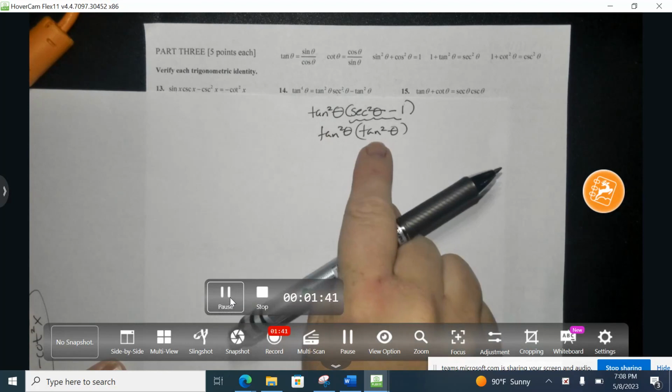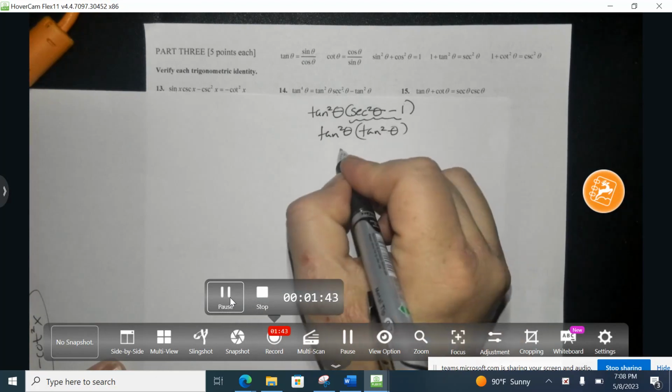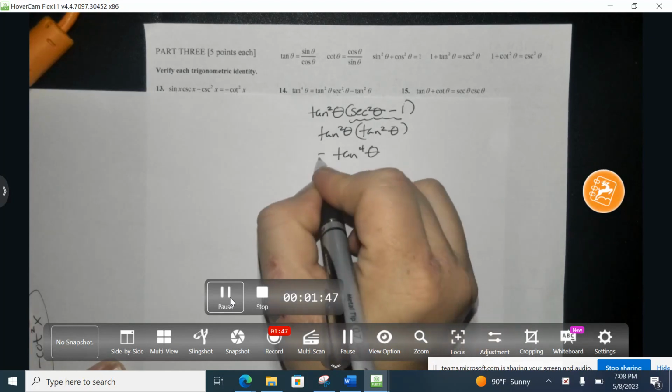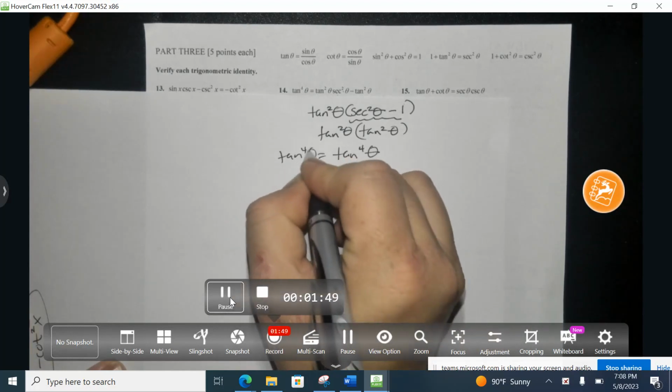And when I take tangent squared times tangent squared on the right-hand side, I then have tangent to the 4th. And on the left-hand side, I already have tangent to the 4th.